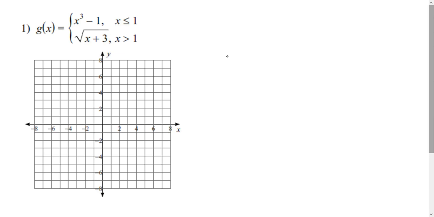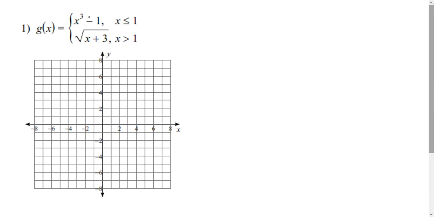All right, let's go over problem number 1 from your in-class assignment. We have the function g of x, which is a piecewise function defined in two parts. It's x cubed minus 1 if x is less than or equal to 1, or the square root of x plus 3 when x is greater than 1. So we have two different functions.